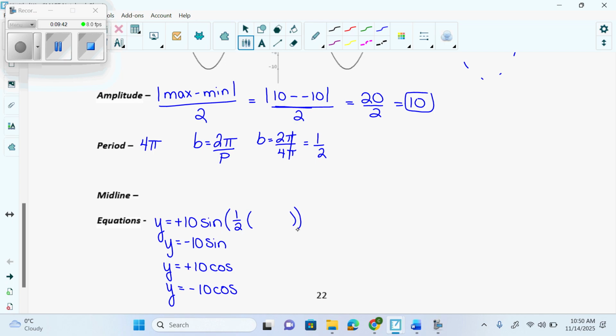Bracket, bracket, close. Because we're going to put our c value, but we're only doing that on Monday. Open a bracket, 1/2. Bracket, bracket, close. We'll do it with the c later. 1/2. Bracket, bracket, close. 1/2. Bracket, bracket, close.